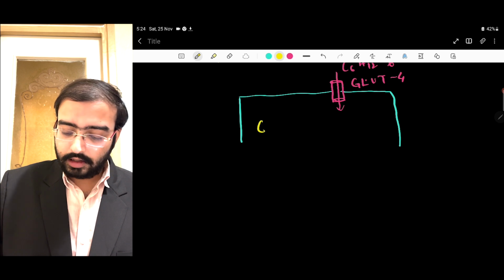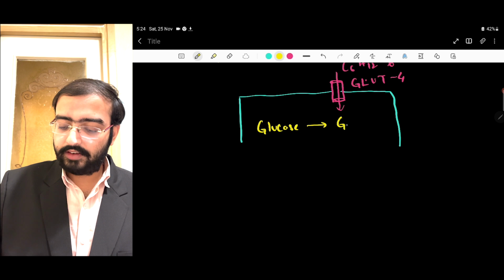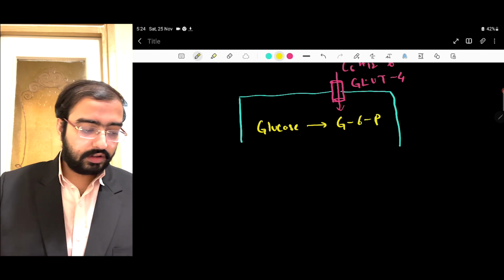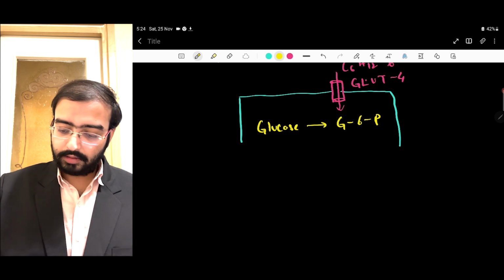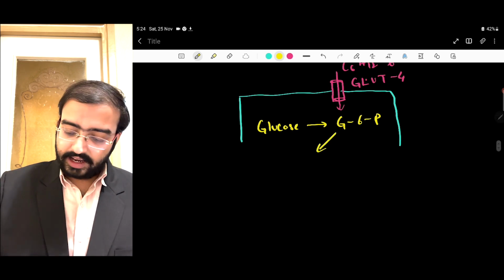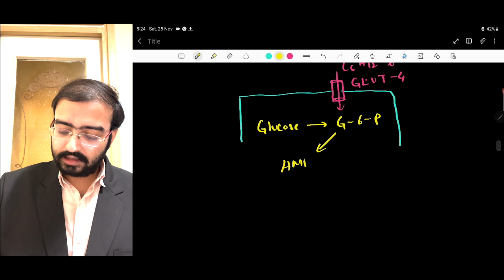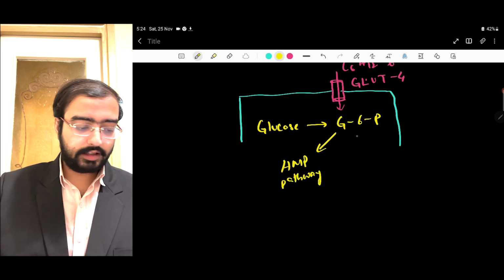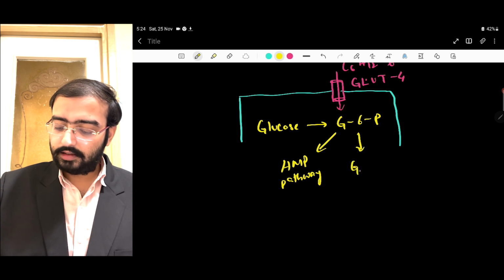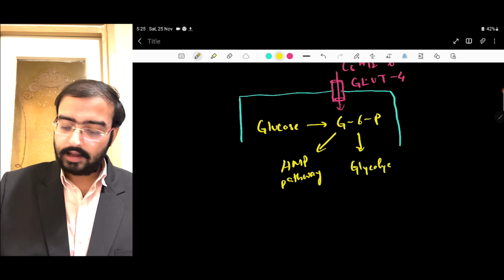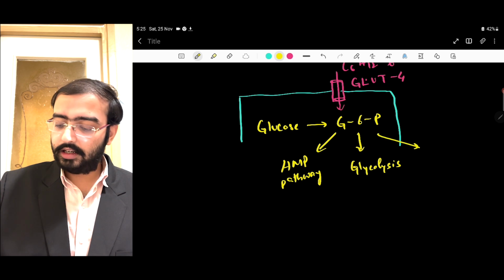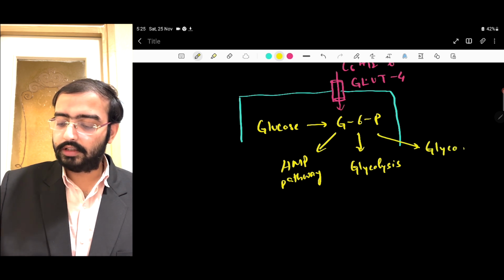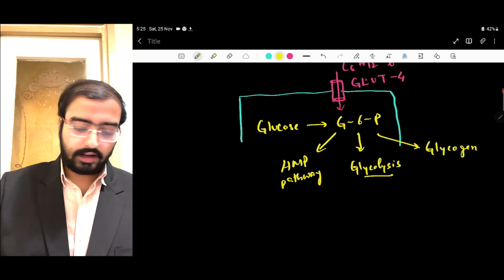Now what happens inside the cell? Just a synopsis: glucose is converted into glucose 6 phosphate, and then glucose 6 phosphate has three variants to undergo metabolism. One is the HMP pathway, which we will not be discussing in this session. One is glycolysis, and another one is conversion into glycogen. We will be focusing on glycolysis in this session.